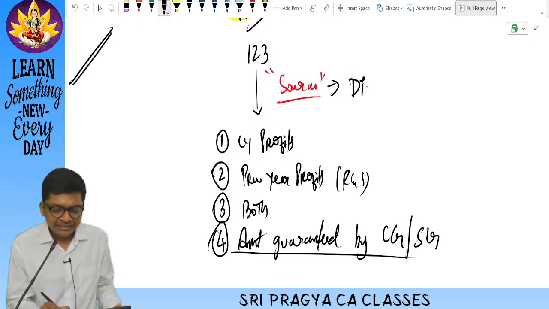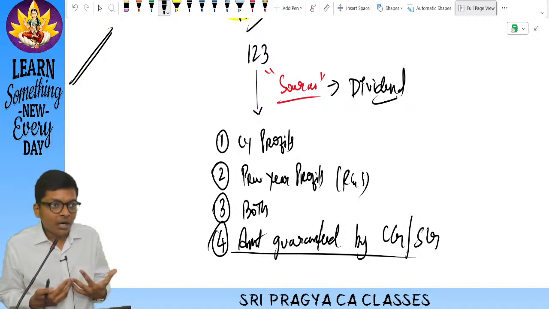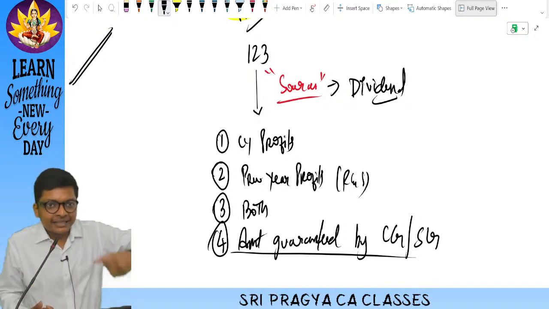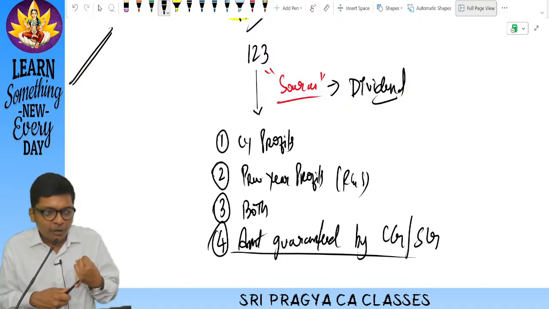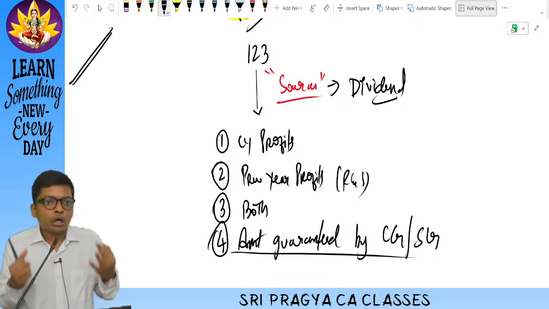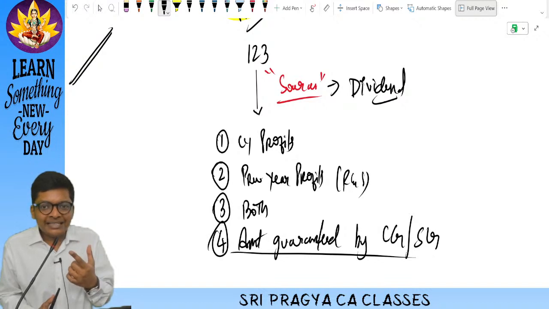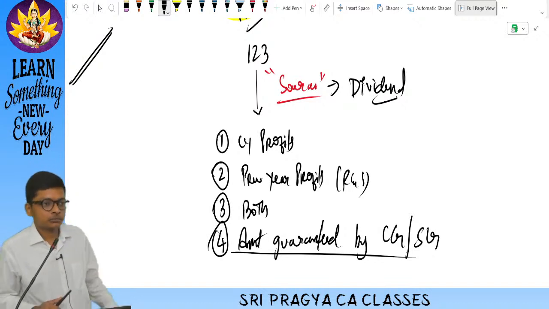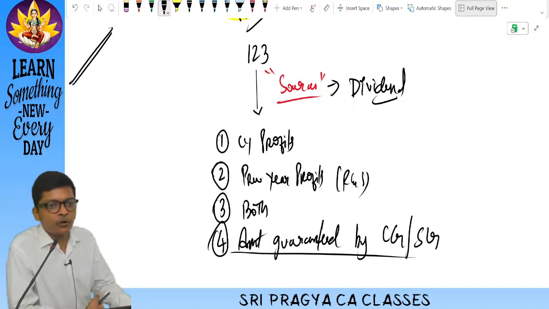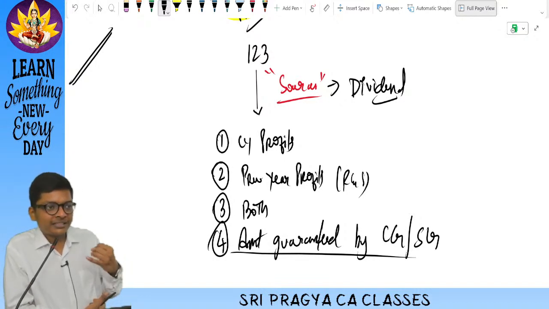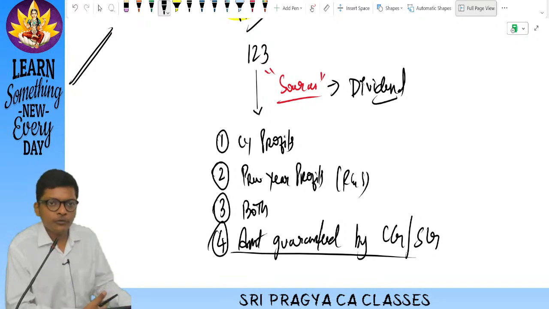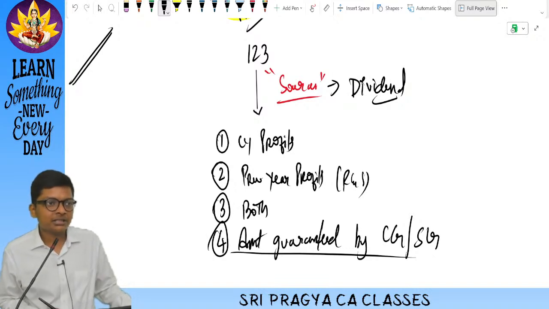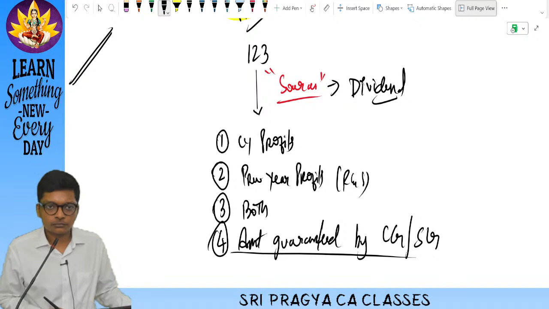sources for declaration of dividend, from where I can pay dividend. Current year, loudly guys, online also: current year profits, previous year profits, combination of both, amount guaranteed by central government or state government. So let me repeat, sources for declaration of dividend are current year profits, previous year profits, combination of both, amount guaranteed by central or state government. Super. Are you following, guys? These are the sources for declaration of dividend. Is this clear?